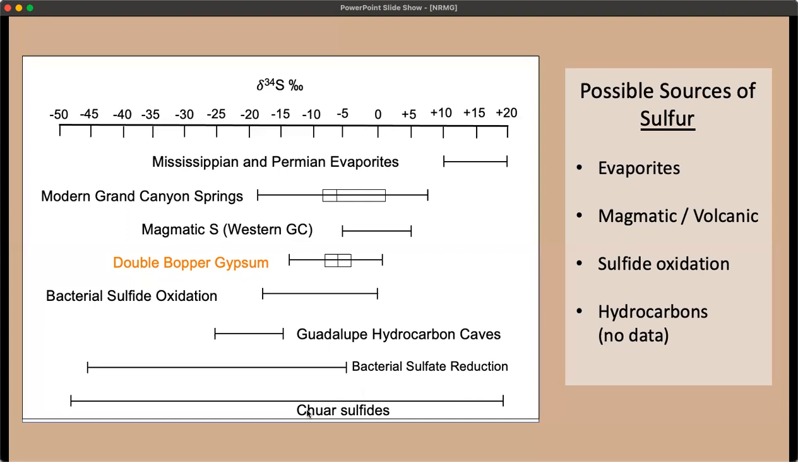This has an extremely large range of values. Now, sulfides referring to pyrite, since pyrite can oxidize and form into gypsum later on. The issue with pyrite is that we probably have a mass balance issue. There's likely not enough pyrite to be sourced in the Chuar to account for such large quantities of sulfate in the Bopper Cave system.